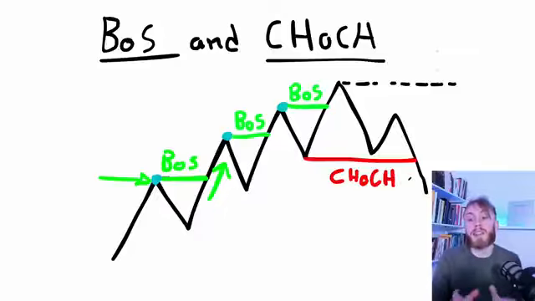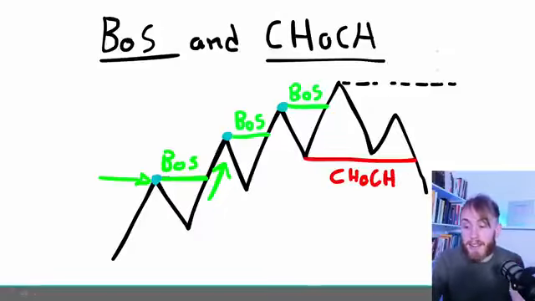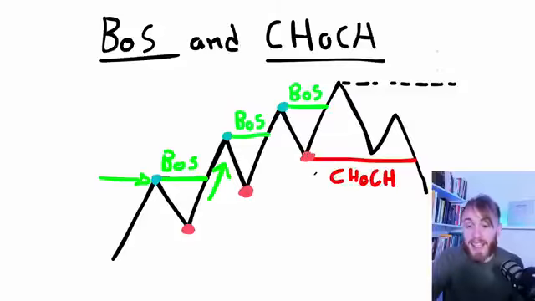And why is this a change of character? Well, when we break the swing low in a trend, so let me mark up the lows here, we have one low right here, we have the next low right here, and the next low right here. It is when we break that exact point that we get our change of character.